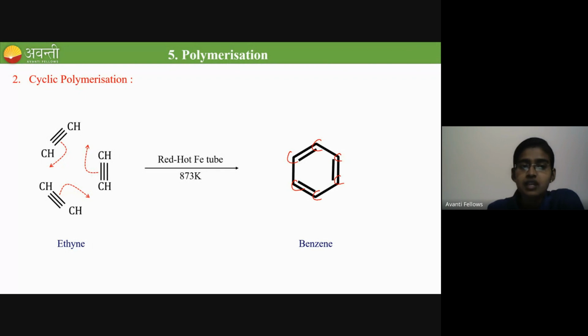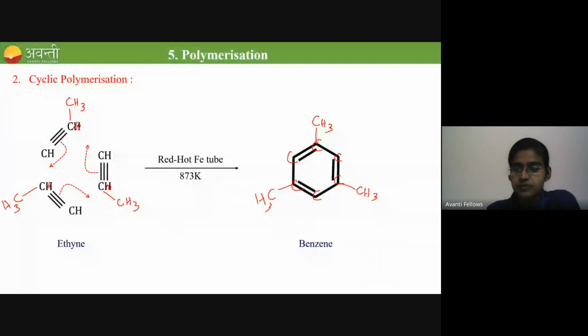Propyne means I have to replace one of the hydrogens by a methyl group, right? So what will I get if I take propyne? So this is propyne, 3 moles of propyne. So I'll get the same ring, but there will be a substitution, right? There will be a methyl substitution here. So what am I getting? 1, 3, 5 trimethyl benzene we are getting. So this is how you have to do the cyclic polymerization and get the product.